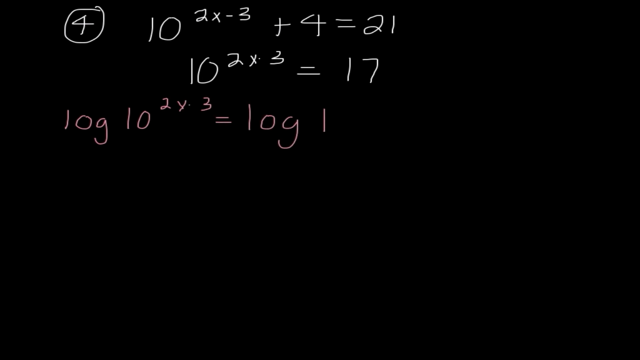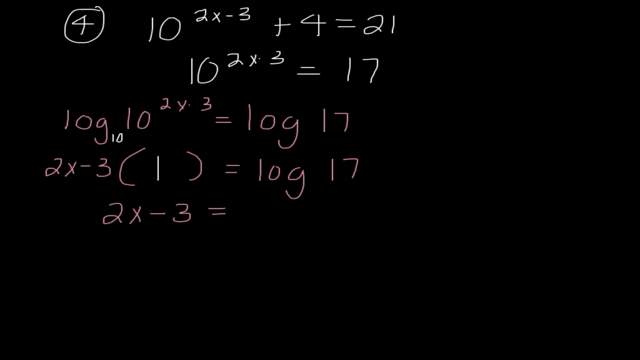So I have log of 10 to the 2x minus 3 power equals log of 17. And I'm going to do two things at once here. I'm going to bring my exponent out in front, so 2x minus 3. And then I know log of 10 really means I have a base of 10, so that means that log of 10 is 1. So I know that the left side of my equation is just 2x minus 3 equals log of 17. And when I put log of 17, remember I'm keeping the full amount in my calculator, but I'm just going to write out 1.230 because that's the rounded value.